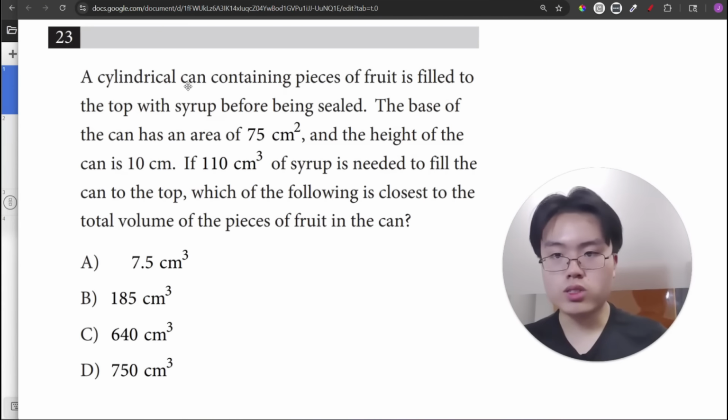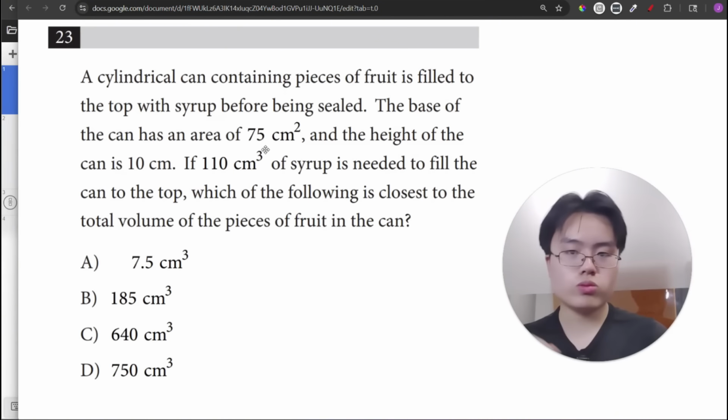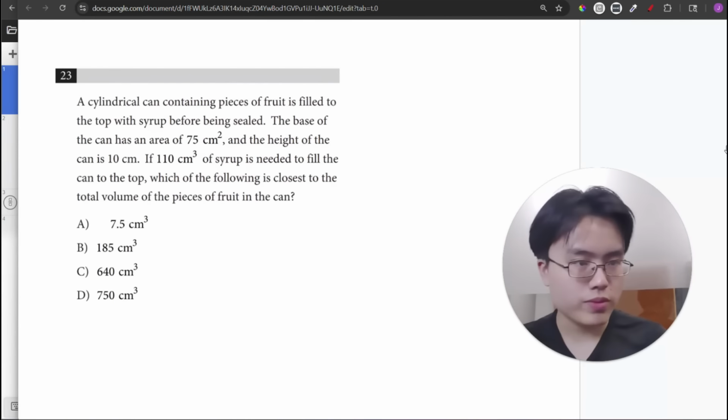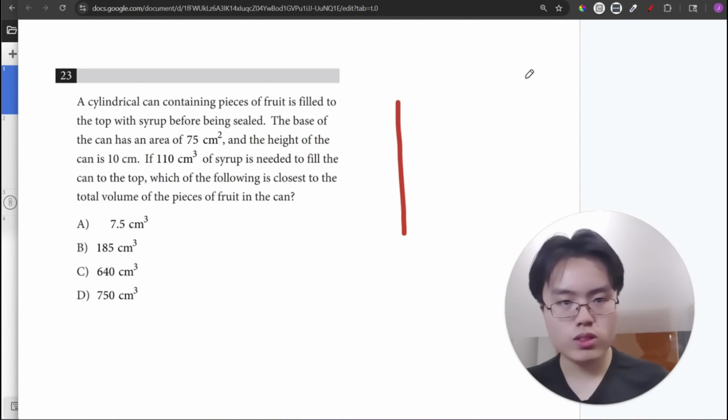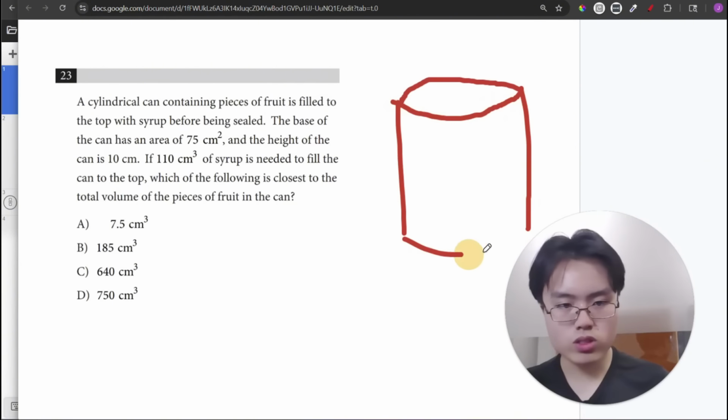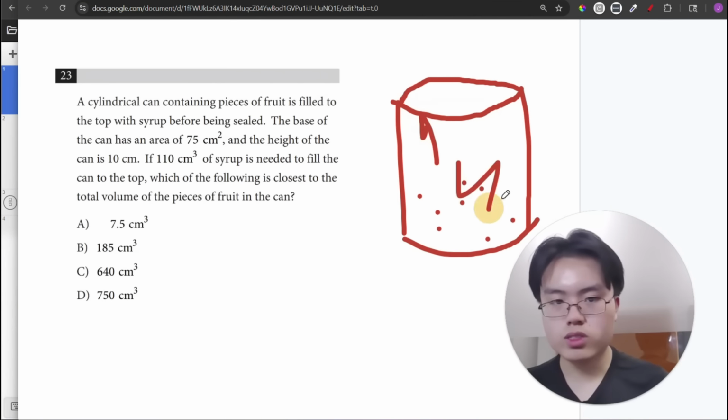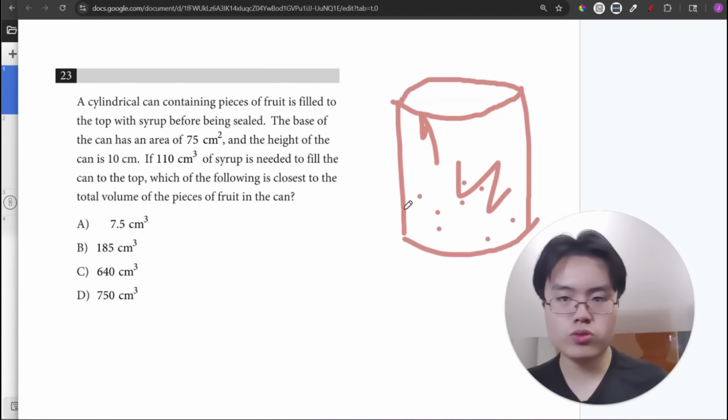This says a cylindrical can. There's no diagram, so actually I have to draw it out. A cylindrical can containing pieces of fruit is filled to the top with syrup before being sealed. So basically there's a cylinder, and the only thing inside is fruit and syrup. I'm just going to put dots as fruit. So there's a bunch of fruit and a bunch of syrup inside this.